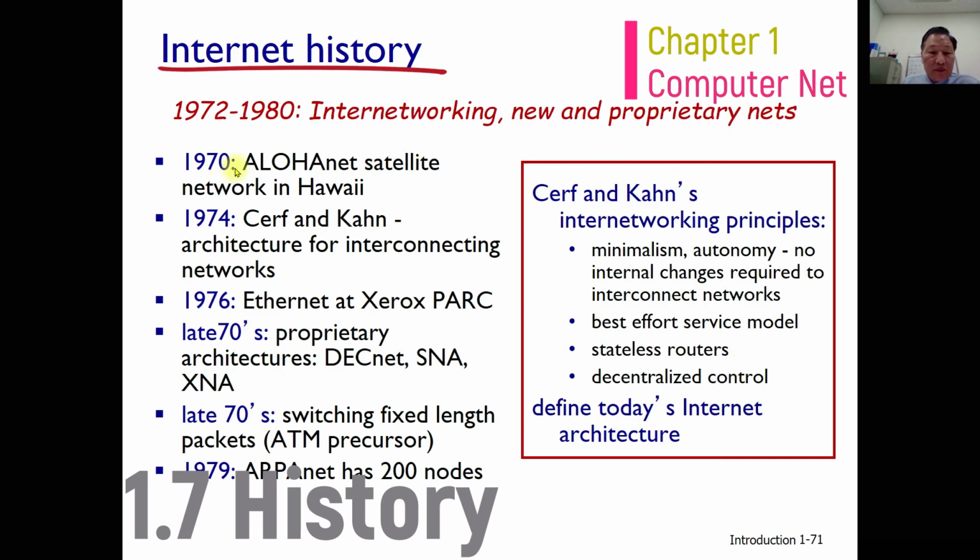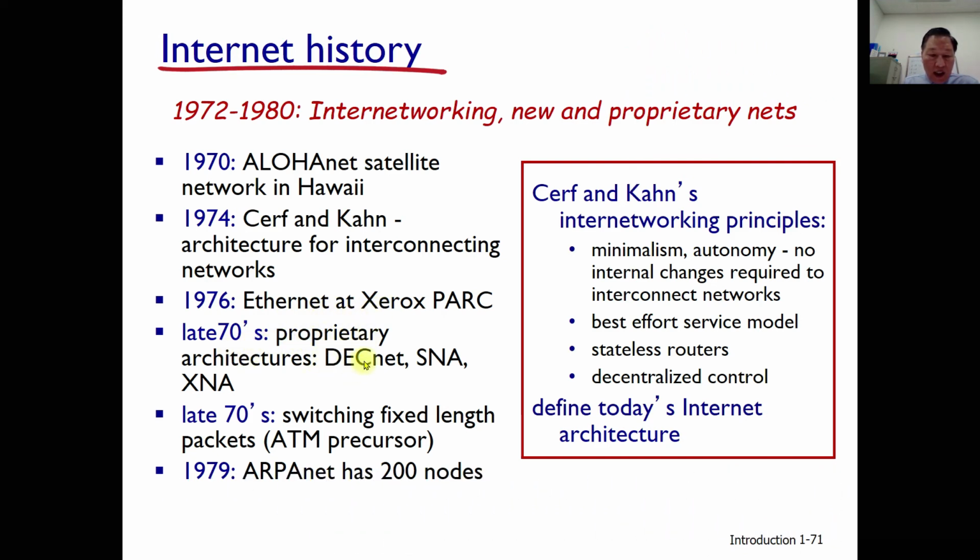After that, in the next decade, came internetworking and new, proprietary networks. AlohaNet in Hawaii and satellite networks appeared, and Vint Cerf and Bob Kahn designed an architecture for interconnecting networks. Ethernet was developed by Xerox PARC and standardized after that. Then came other proprietary architectures: DECnet by Digital, and IBM's Systems Network Architecture, and so on.